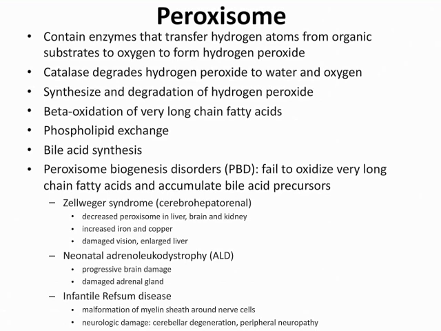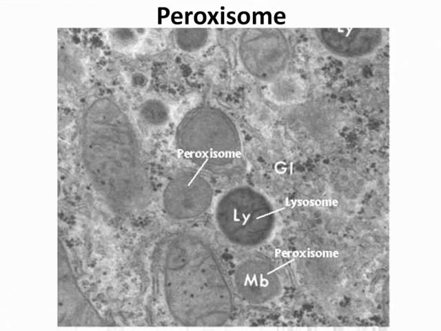So if a peroxisome fails to oxidize or break down your fatty acids, then you're going to accumulate bile acid in your body. So Zellweger syndrome, that's going to decrease your peroxisome in the liver, brain, and kidney. Neonatal adrenoleukodystrophy is progressive brain damage. Infantile Refsum disease is malformation of your myelin sheath around nerve cells. So you're going to get neurologic damage. So you don't need to memorize anything here, just an example showing you where it's located.